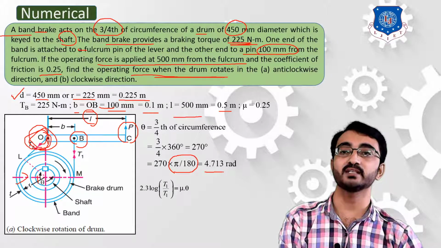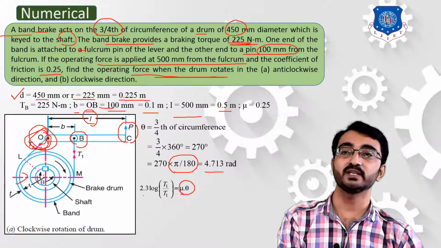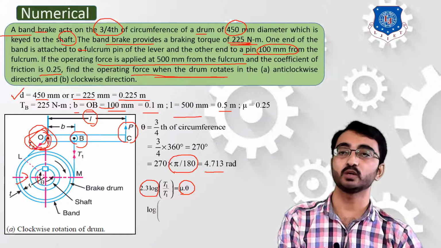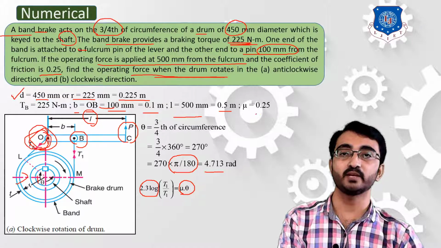To get this value we have a simple relation: T1 by T2 is equal to e raised to mu theta. By simplifying this e raised to mu theta, over here we have to apply 2.3 log of T1 by T2 is equal to mu theta. Now putting the value of mu and theta given in our data, mu is given as 0.25 and theta we have obtained as 4.713.